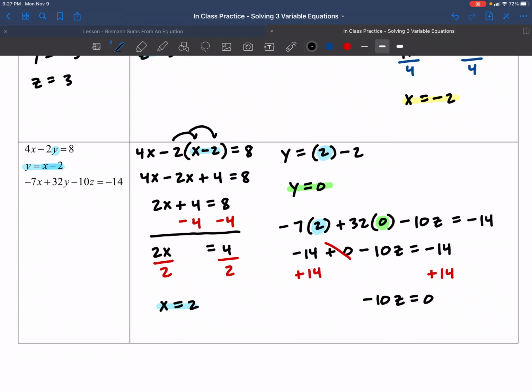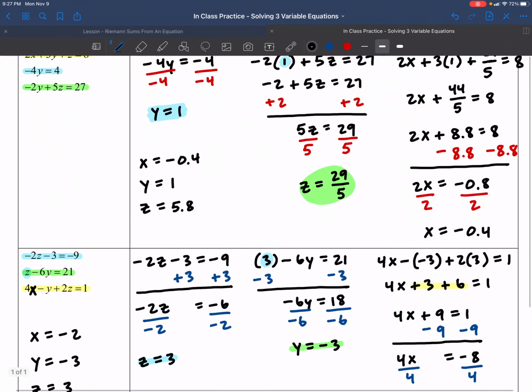So negative 10 times something equals 0. The only thing z can be is 0. So those are our 3 solutions: x equals 2, y equals 0, z equals 0. All right, so that's our in-class practice there.